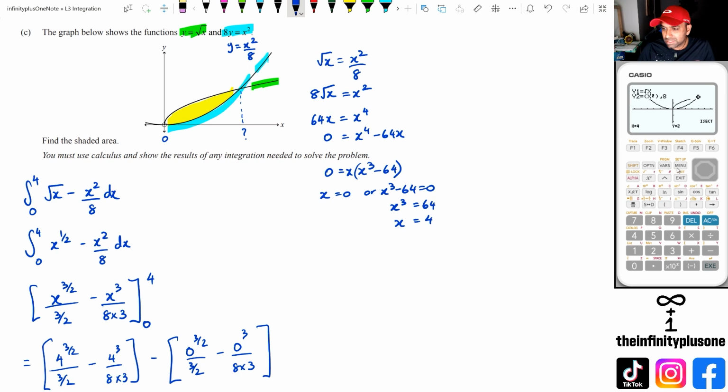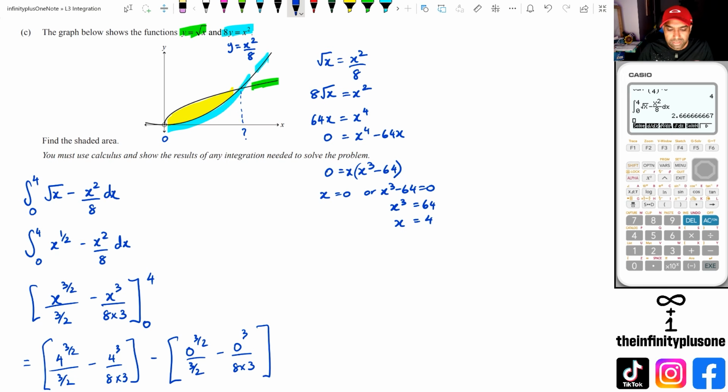But I always suggest this to folks, because you have the graphics calculator and you've actually shown all the working, just go into option, calc, and then integral, and then just put in your function in there. So I'm going to do square root of x minus x squared over 8. Then what I'm going to do is make sure I put my two limits, which is 0 and 4. And when I do this, I actually get 2 2/3.